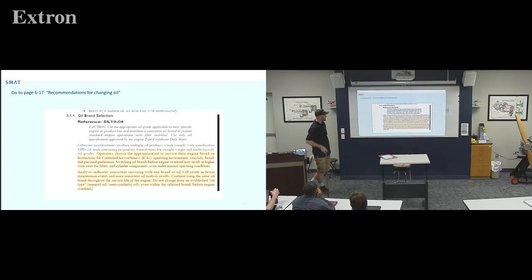It does say operators can choose the appropriate oil to service your engine. Viscosity, brand, your preference, not a big deal. Here's where we're at. Analysis indicates consistent servicing with one brand of oil will result in fewer maintenance events and more consistent oil analysis results. They're just giving us info. Continue using the same oil brand throughout the service life of the engine. Do not change from an established oil type, from mineral oil, semi-synthetic, even within the selected brand before engine overhaul.